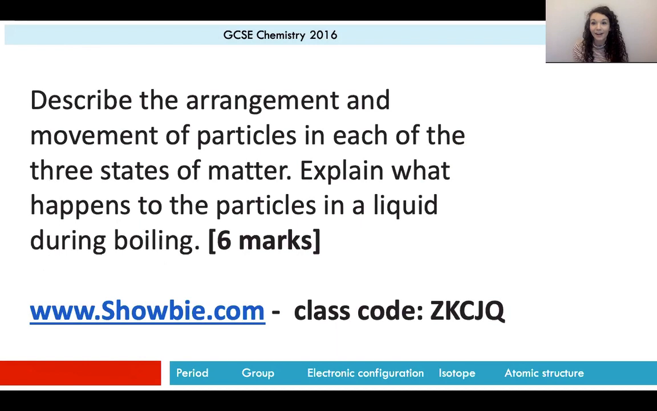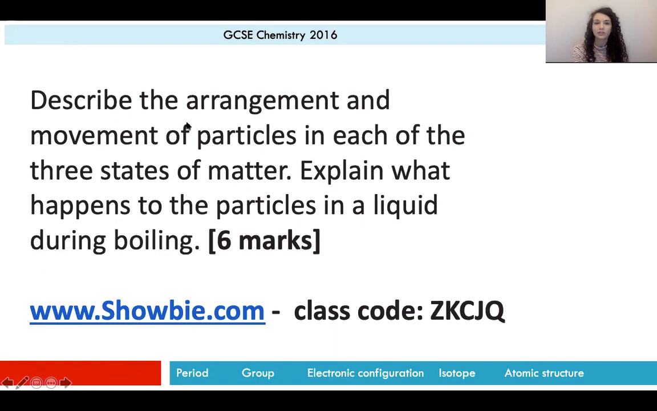Okay, and finally, we've finished our lesson for today and we've got to this 6-mark question. What I would like you to do, if possible, is answer this question on Shobi. So you just go to www.shobi.com. That's our class code there, ZKCJQ. So if you can answer this question on Shobi, then myself or another science teacher will be able to give you some feedback for it, which would be really nice. And it's just lovely to see your answers because we all really miss you.